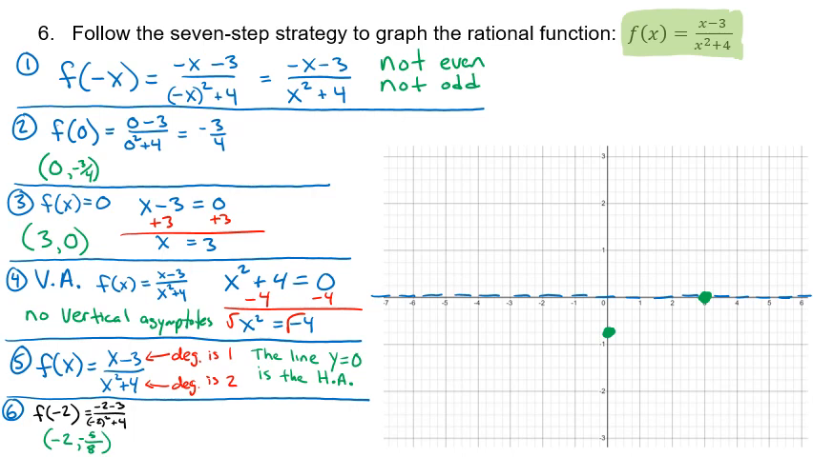So if you convert that to a decimal, -0.625, or keep it -5/8, either way, it's negative, and it's above -3/4, so it's above the y-intercept, so it's up here somewhere.